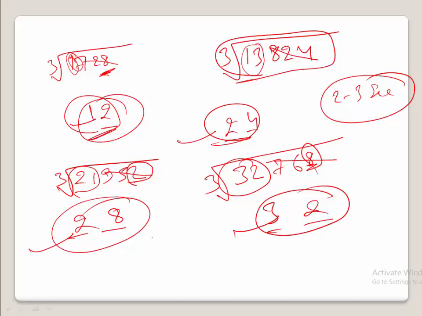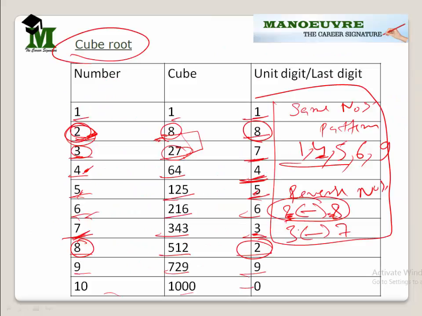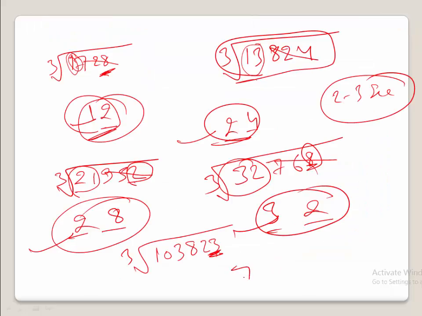Okay, let's take one more example, which is a little bigger number. 103823. Okay, fine. So now in this case 3 is there. In the case of 3, your answer has unit digit 7. So 7 will come here, and I'll cancel these 3 digits. Now you will find out the cube root of this number 103. 4 cube is 64, 5 cube is 125, 5 into 5 into 5 is 125. So 4 has to be the answer.